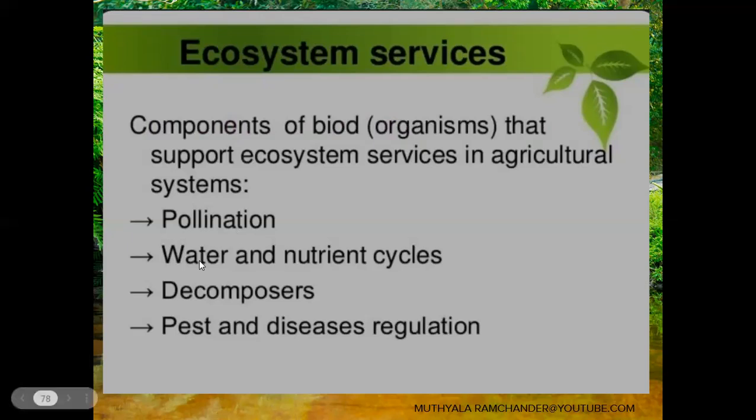Water is the major source for every living organism. Nutrients are also a major source for every living organism. The nutrients in soil and environment are repeatedly produced by the ecosystem services. The decomposers also play a major role with the dead bodies of plants and animals. They decompose them and release the nutrients into the soil and the environment. Pest and disease regulation is also a major source for the ecosystem services.